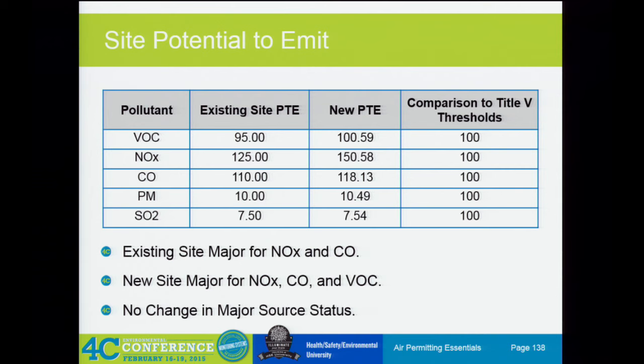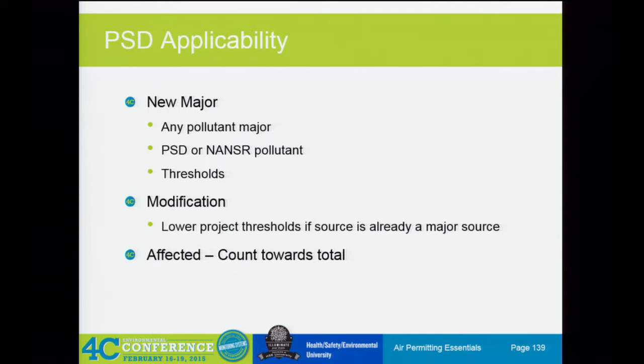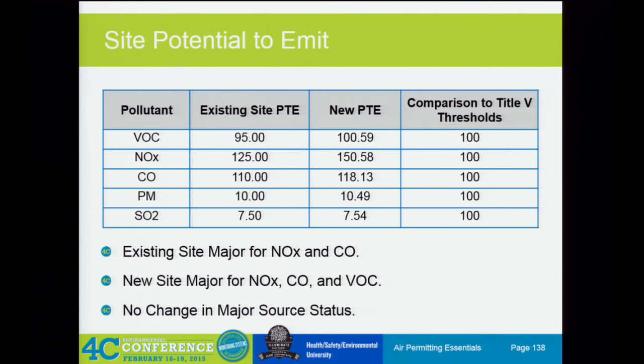So that way, if you were to go back and reduce NOx and CO emissions, removing a combustion device, for instance, and your VOC were still above 100 tons, you're still a major source for VOC and just VOC. But in this case, really nothing has changed regarding our major source applicability. If we were below 100 tons of NOx and CO before the project, we would now be a major source after the project.